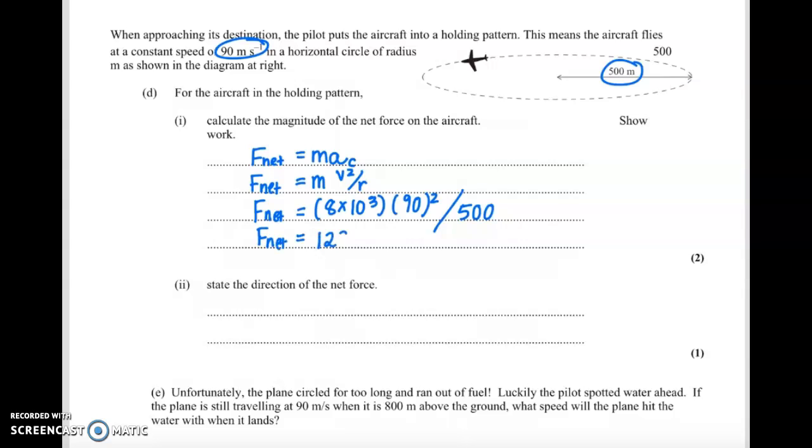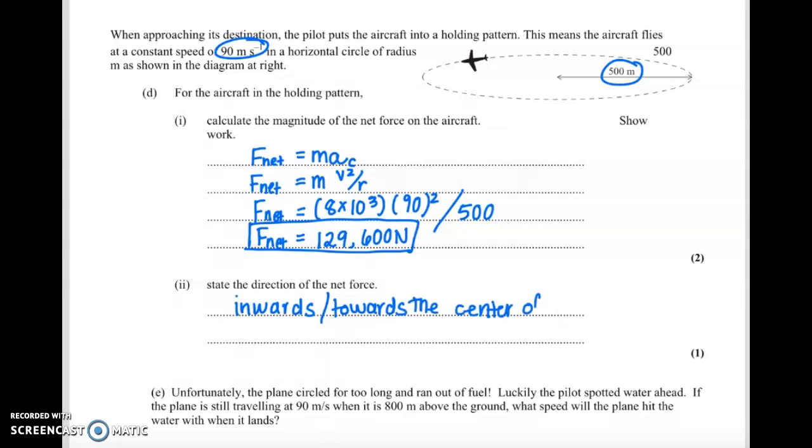This comes out to be 129,600 newtons of net force. And of course, we know that net force is pointed inwards or towards the center of the circle. After all, in order to maintain circular motion, you need that net inward force.